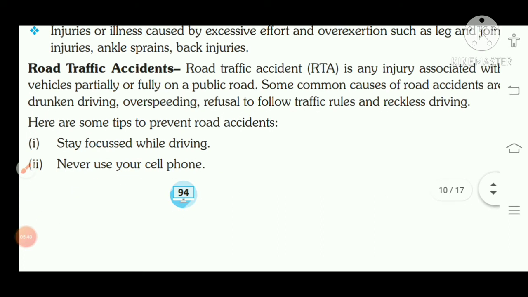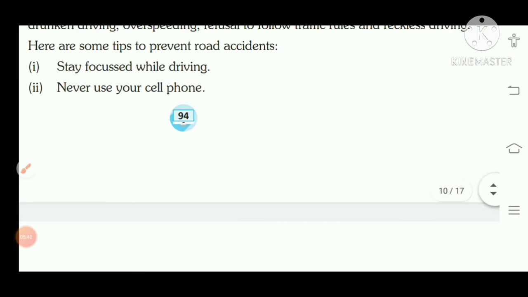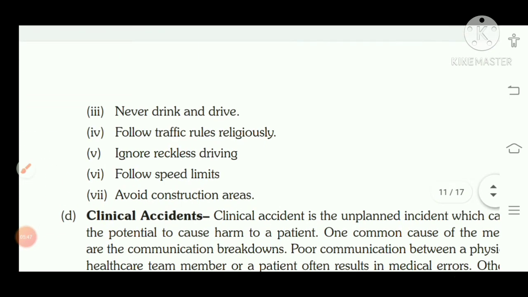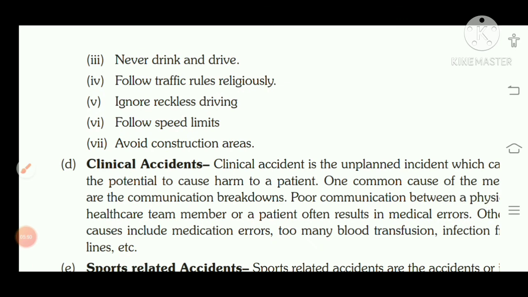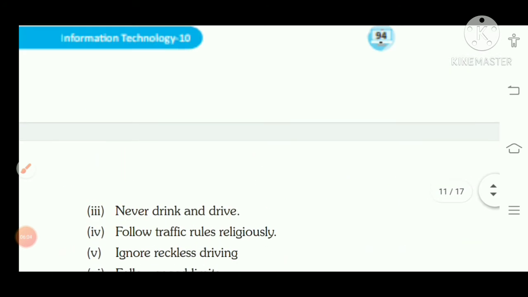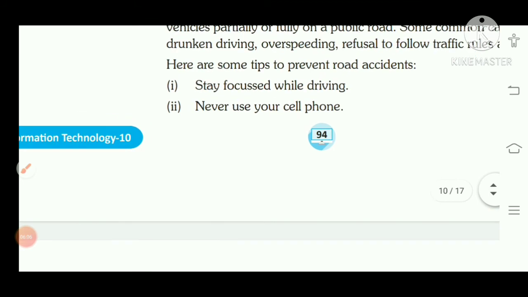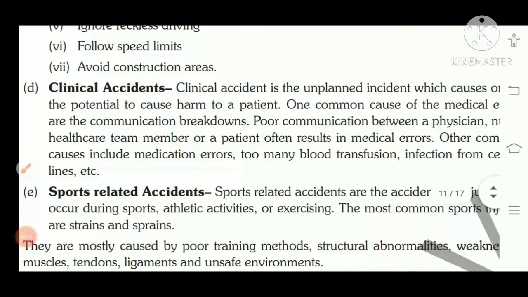Stay focused while driving, be confident, and never use your cell phone when you are driving, and never drink and drive, we are all aware. Follow traffic rules rigorously and avoid reckless driving. Follow speed limits and avoid construction areas. So these are the few points we all know that we must follow when we are driving the vehicle on the road, so that we can protect ourselves from these types of accidents.